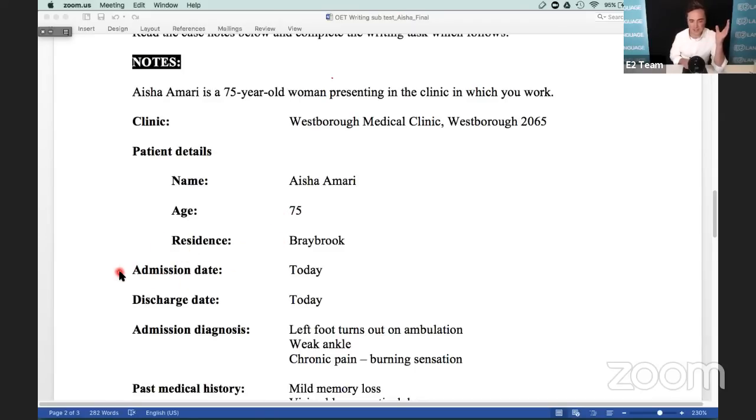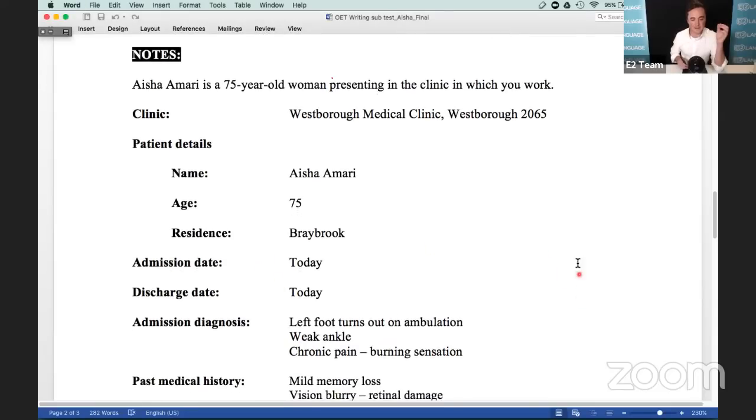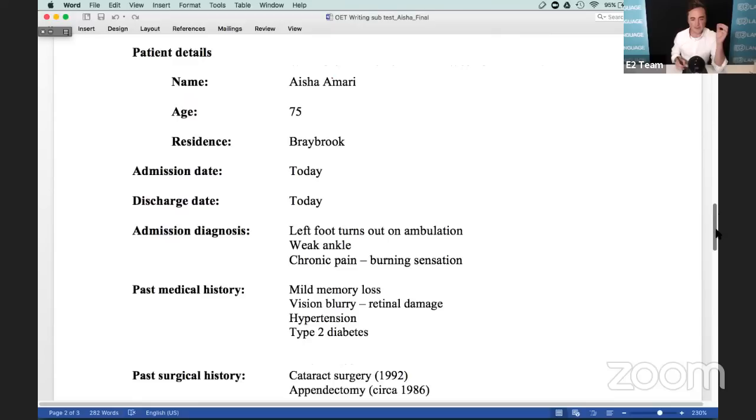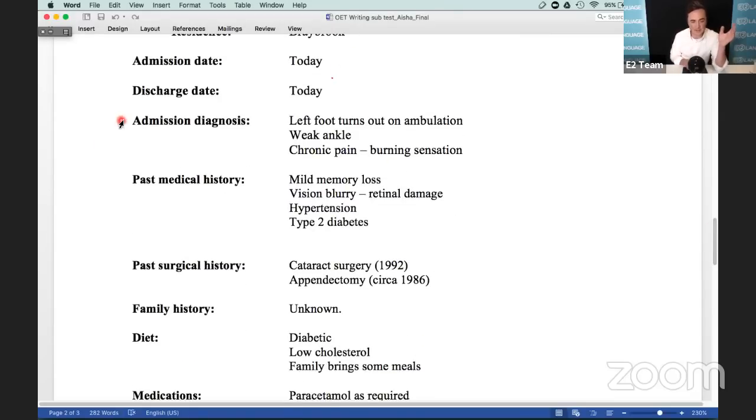Now, admission date, she arrived today. She was discharged today, so she just came to the clinic in one day. She didn't stay overnight. That's important to understand. Admission diagnosis. Okay, so why did she come to the clinic? Left foot turns out on ambulation. There's something wrong with her foot. She's got a weak ankle and she was in chronic pain, burning sensation. I'm going to have to assume that this chronic pain is related to the weak ankle because there's no other case note here talking about a burning sensation. It just looks like her foot and her ankle. So that's the primary medical reason she attended the clinic.